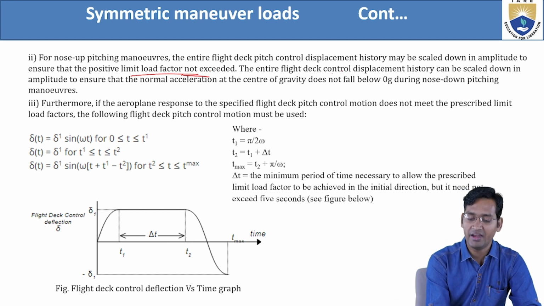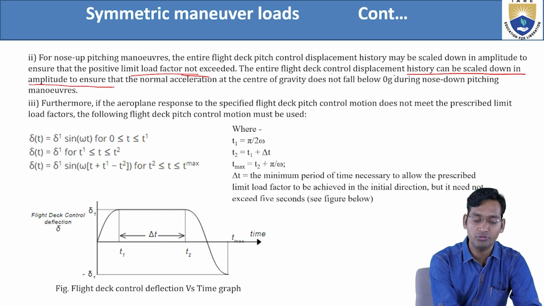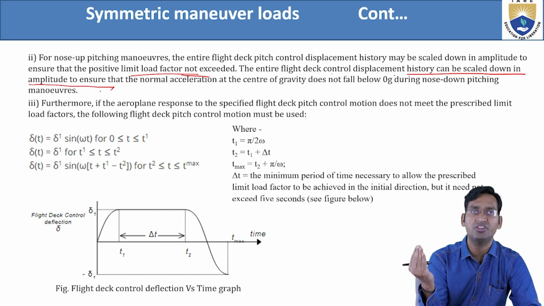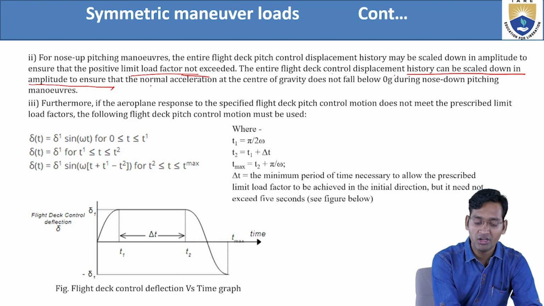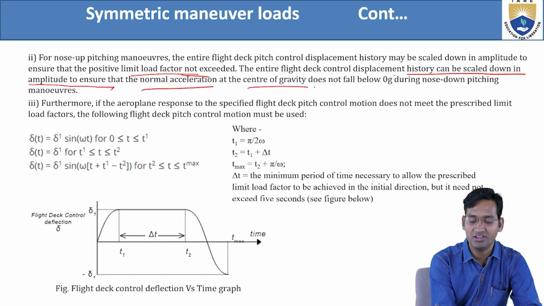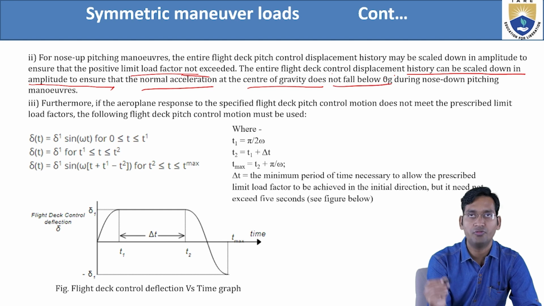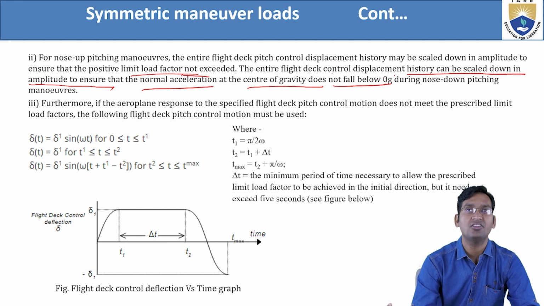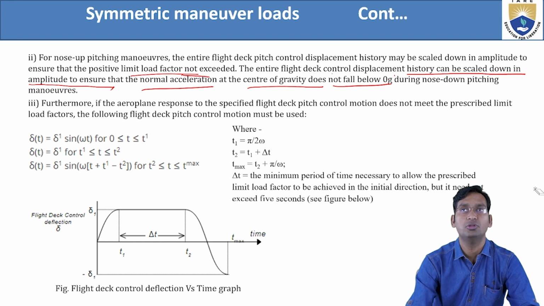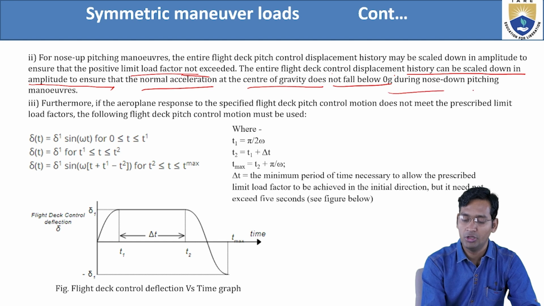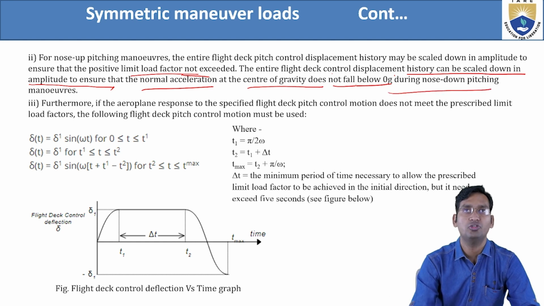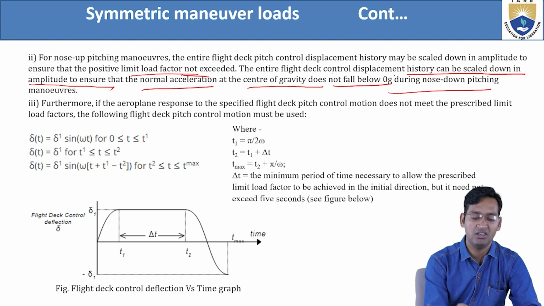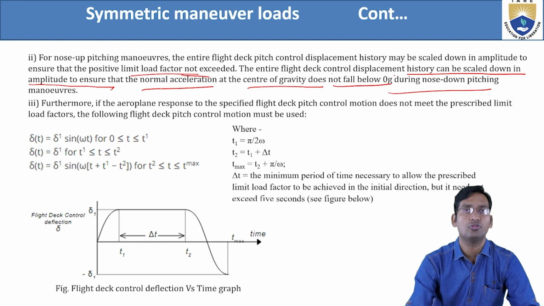Next, the entire flight deck control displacement history can be scaled down in amplitude to ensure that the normal acceleration at the center of gravity does not fall below 0 g during a nose down pitching maneuver. So during nose down, it should not fall below 0 g, and during nose up, the limit load factor should not be exceeded.